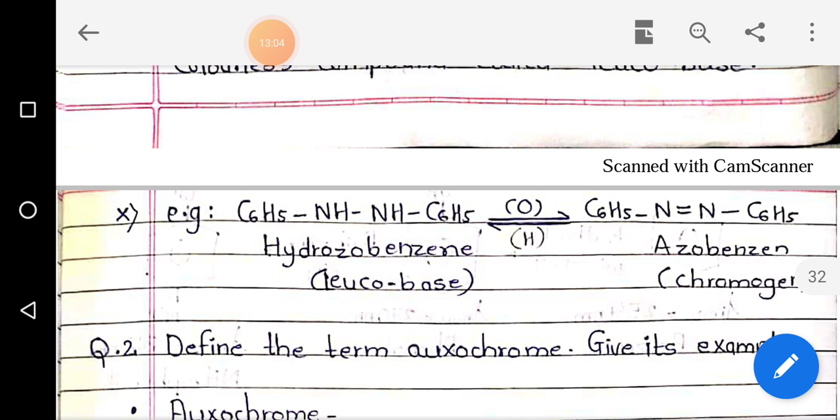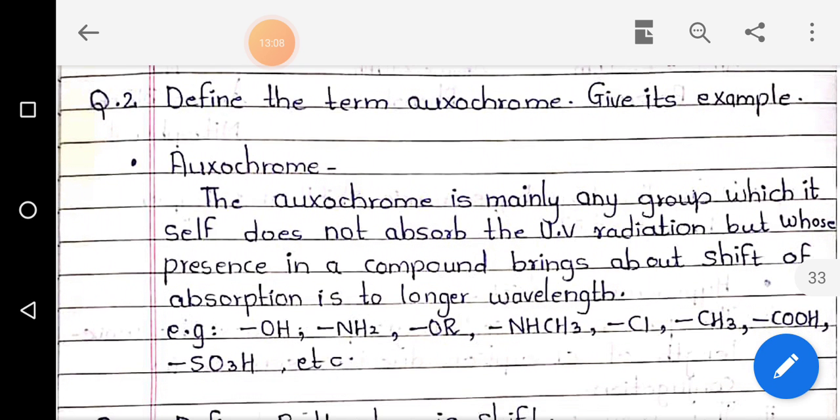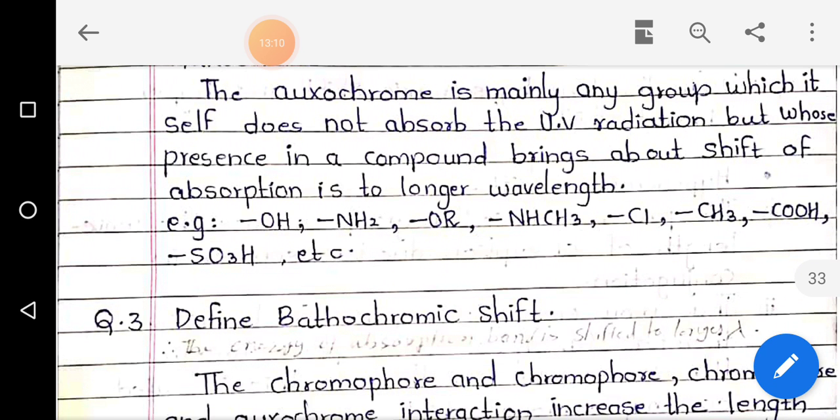All these things we have explained in detail about auxochromes and chromophores. I hope that you all understand this concept clearly, because this is the most important concept. It will be helpful for organic chemistry also.